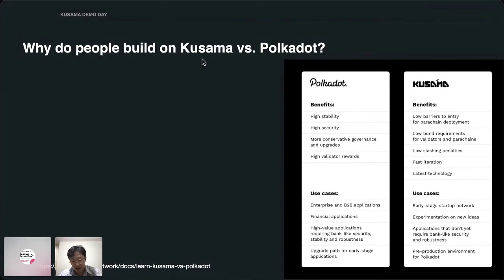And of course, on Kusama, the original intended application was as a pre-production environment for Polkadot. So that use case for Kusama will always stay there.